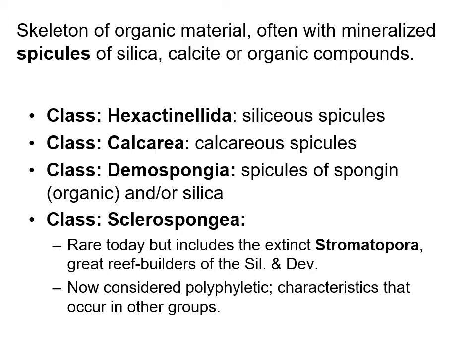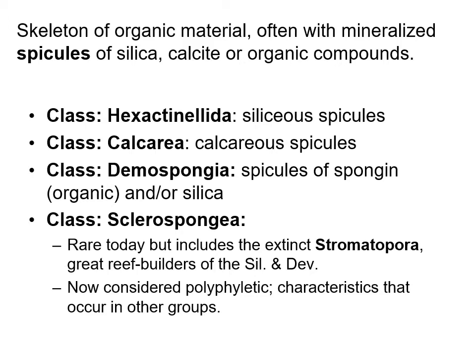Class Calcarea are obviously calcareous spiculed sponges. Class Demospongia includes a combination of spicules made of spongin, which is an organic compound, and or silica. So these are ones that might have silica. They're a little different than the hexactinellids. We're going to look at some examples here in a minute. And then we have class Sclerospongia.